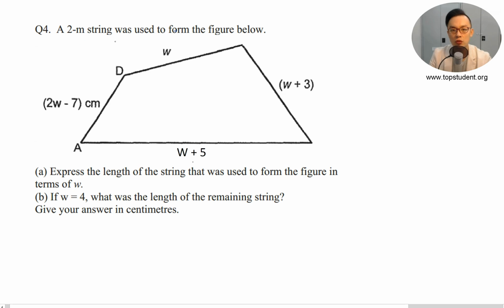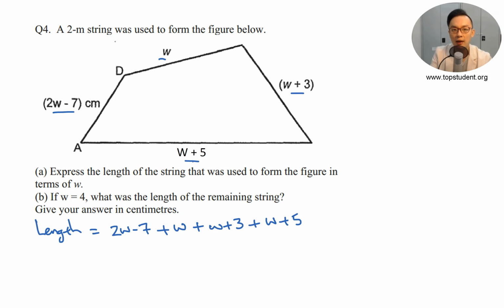A 2-meter string was used to form the figure below. So this is 2W minus 7 cm, W plus 3, W plus 5. Express the length of the string that was used to form the figure in terms of W. So the length is just to add up all the perimeter together, over here equals 2W minus 7 plus W plus 3 plus W plus 5. All right, so I just add up all the perimeter together.